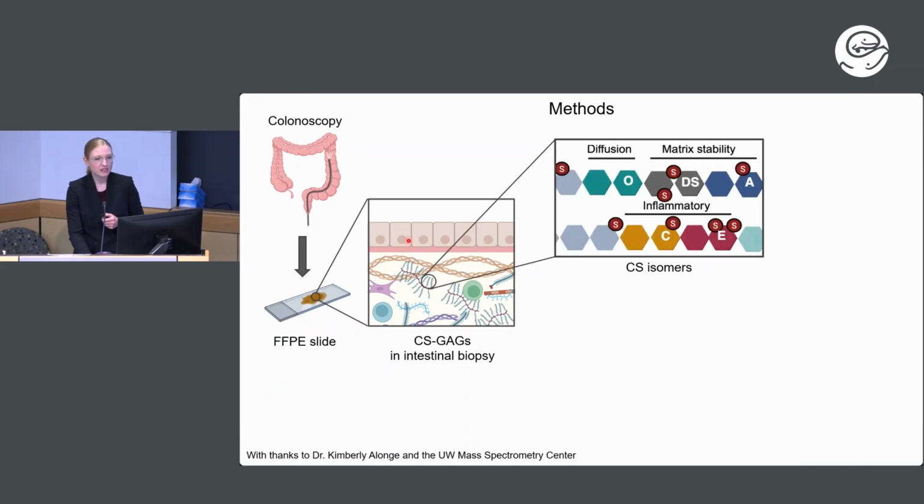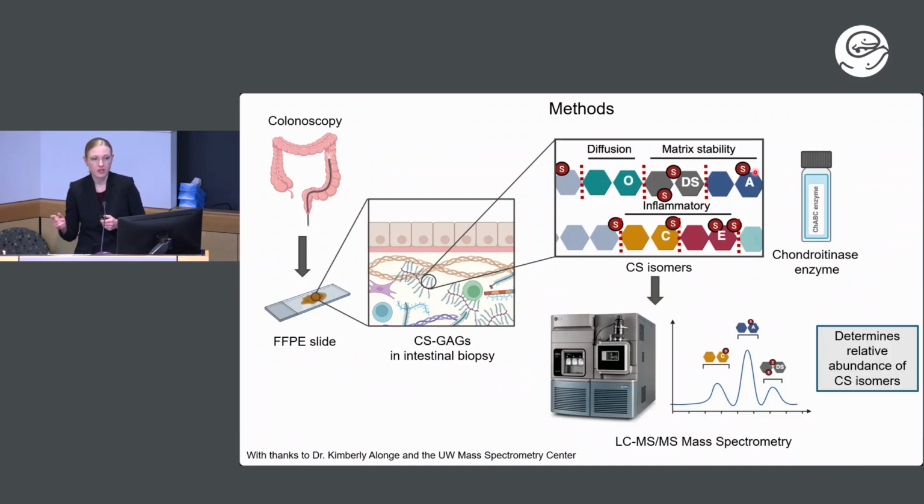And then these biopsies, zooming in further, we see, remember, there's these CS isomers, repeating chains of these isomers that are making up these CS GAG sugar chains. We then expose these tissues to an enzyme that digests the CS GAG chains and releases these individual isomer units. We then run it through a mass spectrometry machine to determine the relative abundance of each CS isomer in the intestinal biopsy samples.